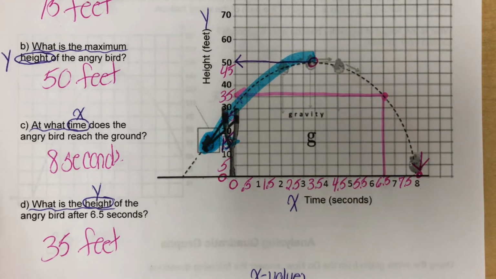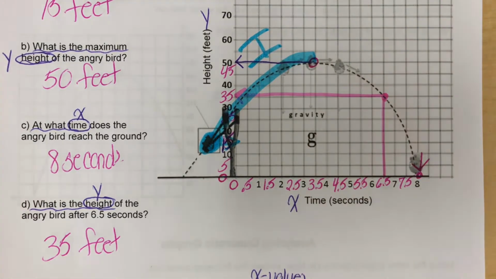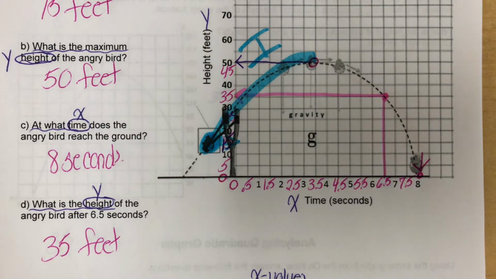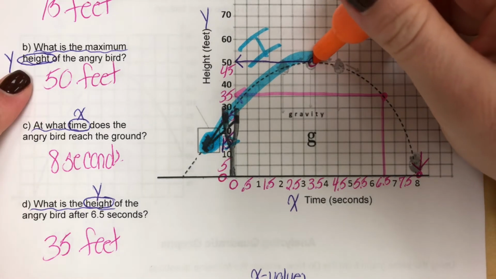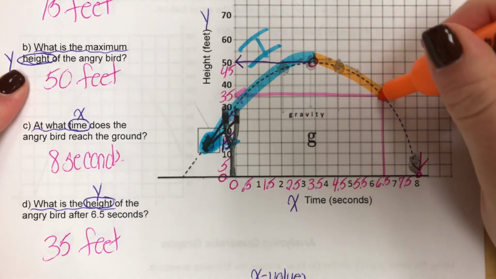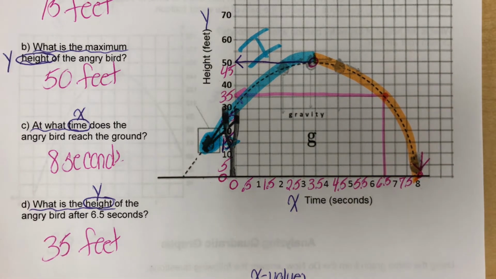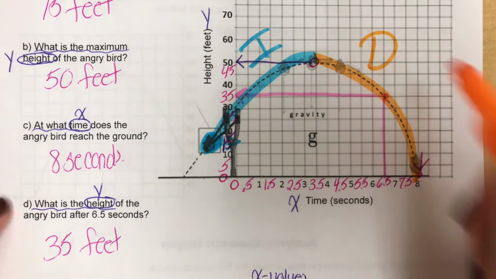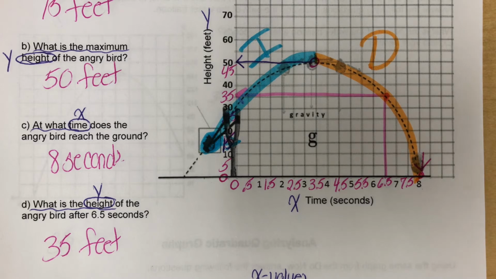I'm going to put an I here to represent increasing. That is where he is going up into the air. Once he hits that maximum value, he is then going to start decreasing until he finally hits the ground, all right, which is over here. I'm going to put the letter D to represent decreasing.